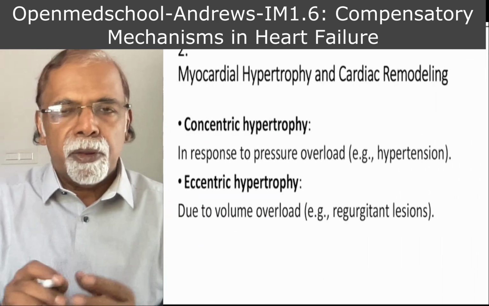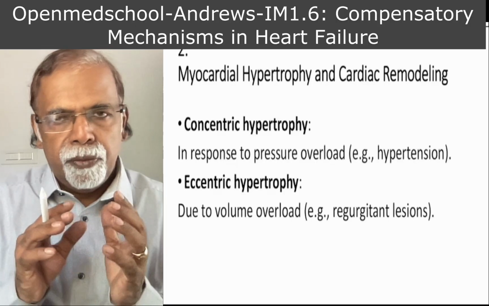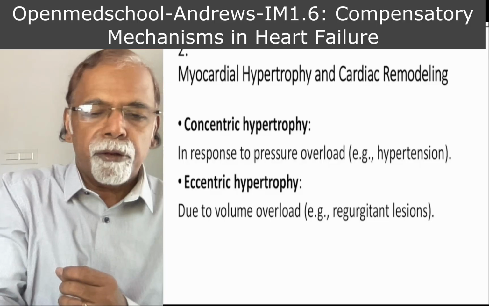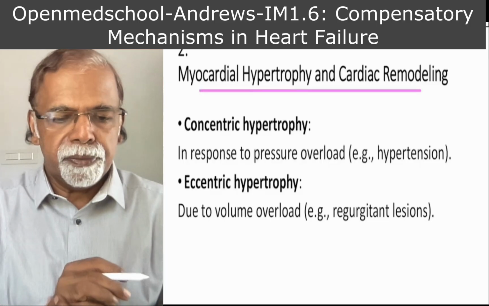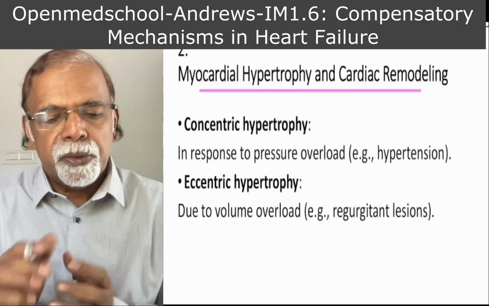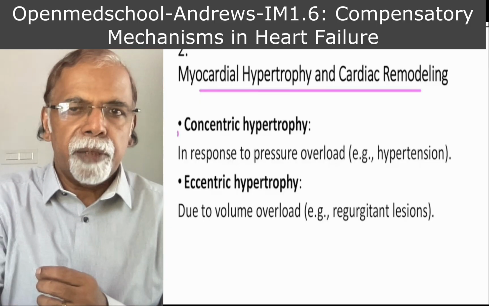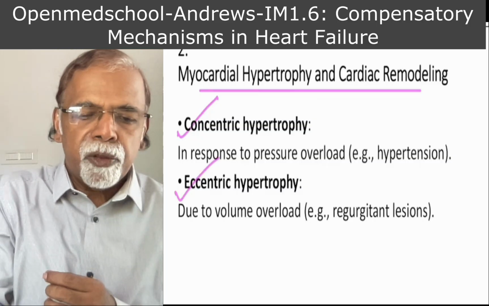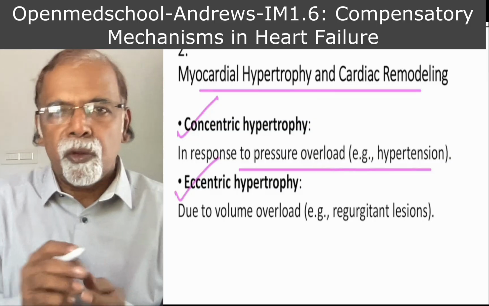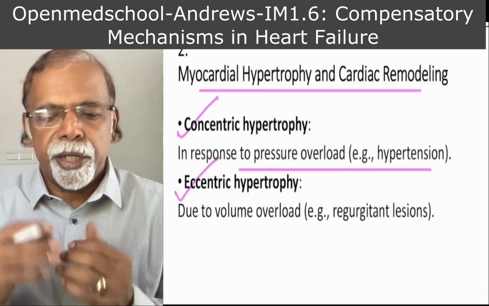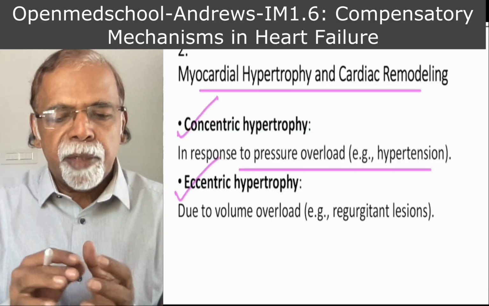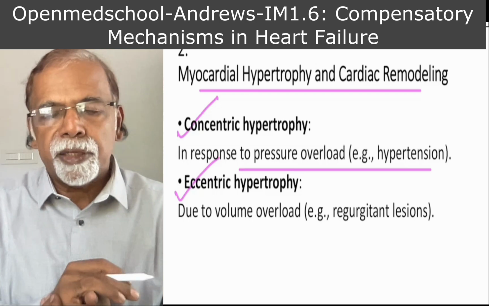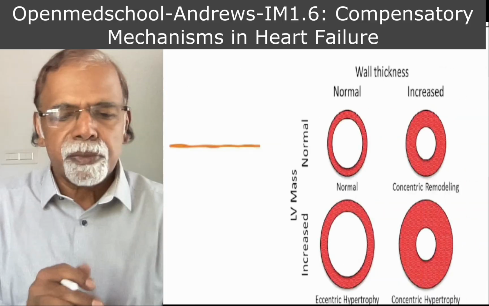Now we go to the second problem. First we have considered the Starling's law. Second is the myocardial hypertrophy and cardiac remodeling. There are two types of hypertrophy. One is called the concentric hypertrophy and second is the eccentric hypertrophy. Concentric hypertrophy occurs in response to pressure overload, as in hypertension and aortic stenosis. Eccentric hypertrophy occurs when there is a volume overload, for example in aortic regurgitation and mitral regurgitation.